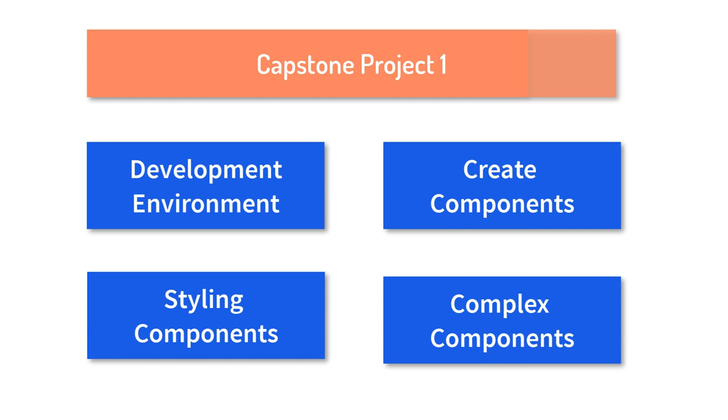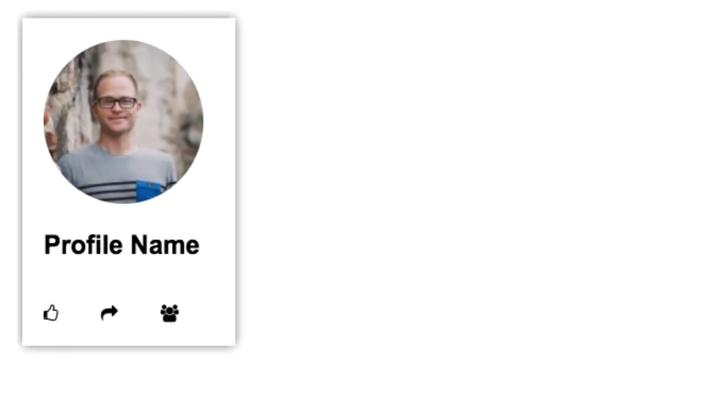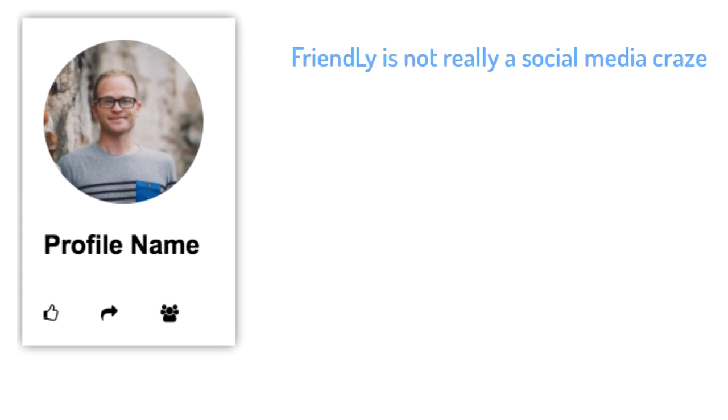Let's go ahead and take a look at our finished project and break this down into components. We're going to create a static, complex component for the latest social media craze called FriendLY. We have an avatar icon, a place for a username, and then ways to like, share, or add a person to your account. As this is static at this point, we won't actually be doing any of those things, but we'll start to demonstrate the power of building with components.